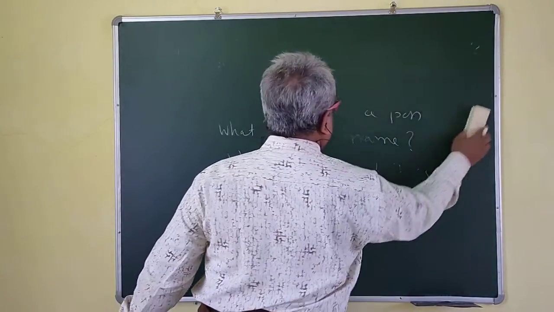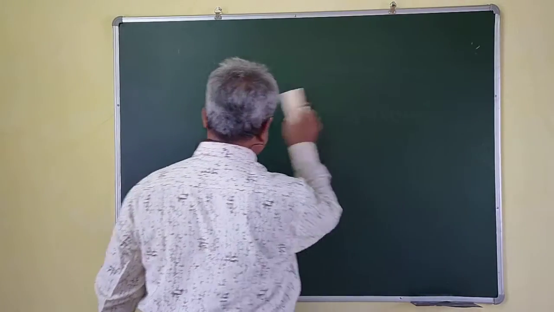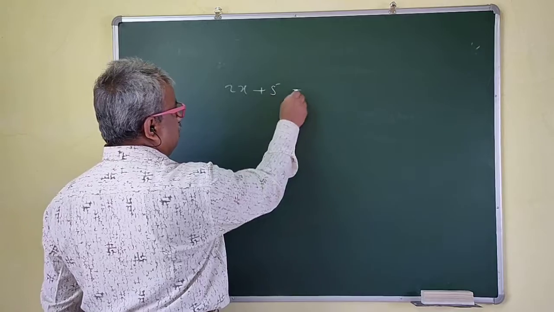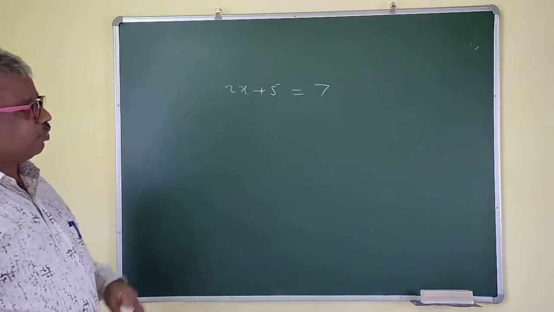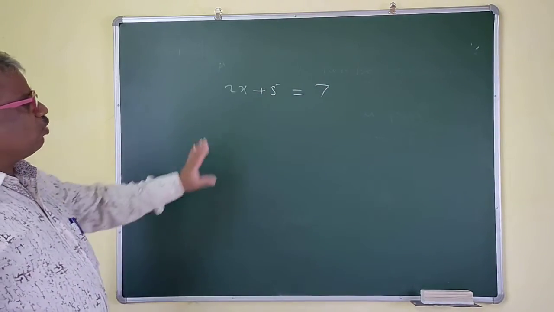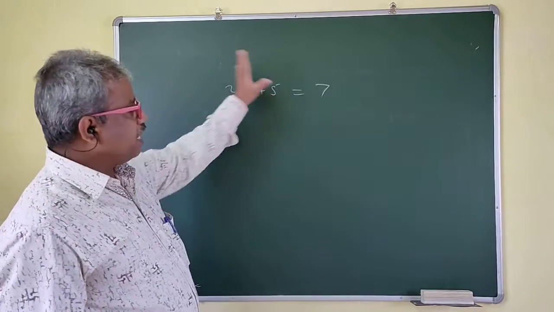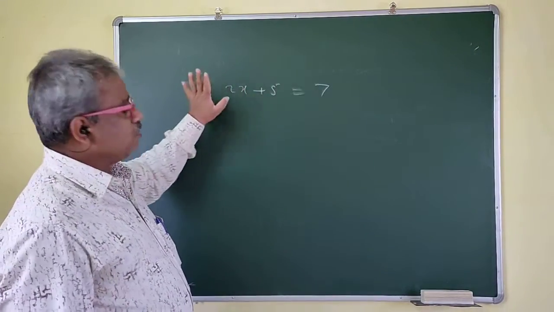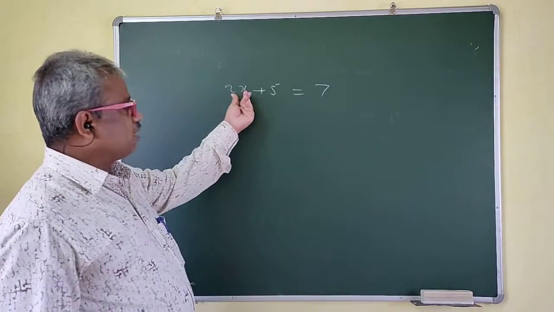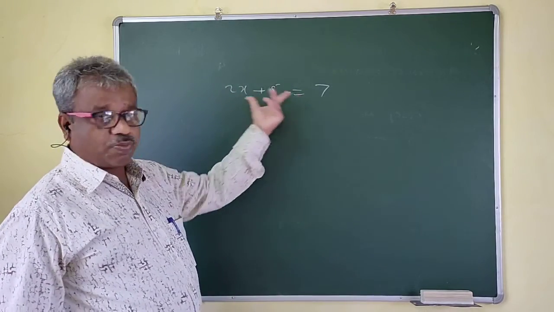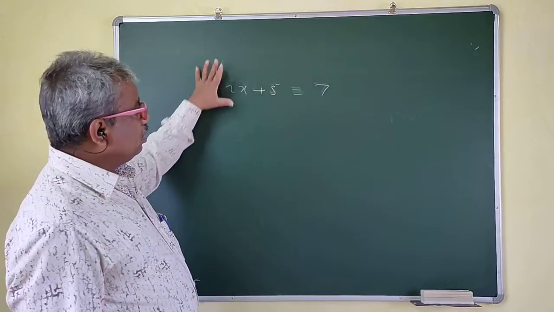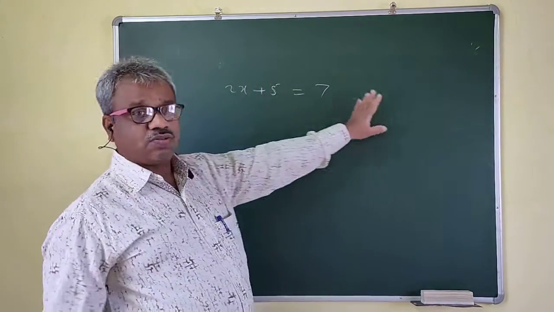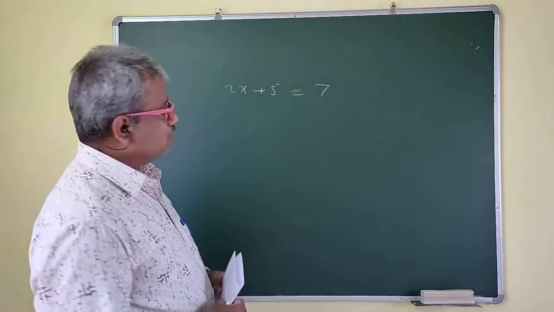Now, if you are saying that 2x + 5 = 7, suppose we are doing this one. Right? Now the value of x is not given. That means this is an equation, but this is not a statement, because we don't know what x is. The idea of x is not given to you, so this is not a statement.